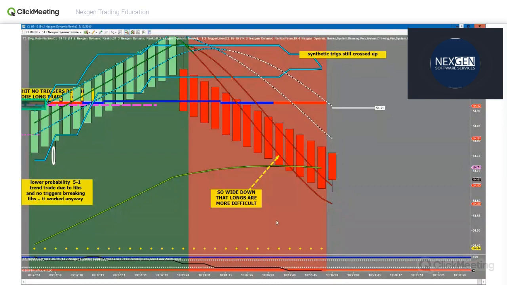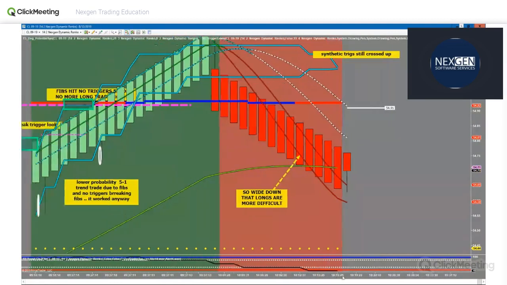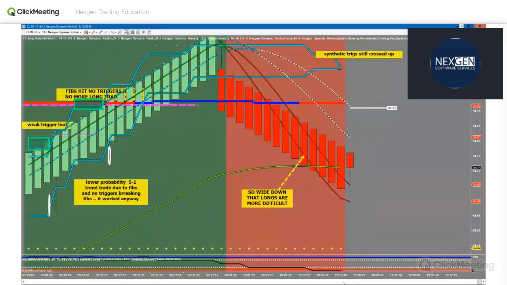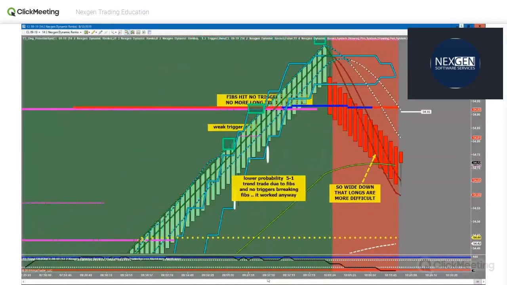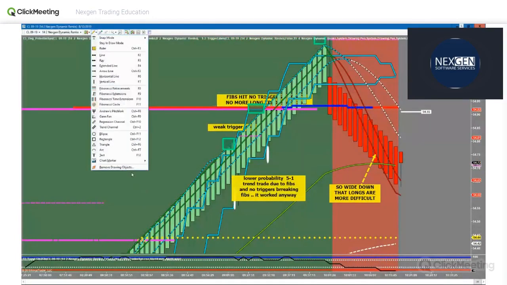Do you guys understand the concept? When the small triggers are that wide down and the large triggers are that wide down, going long is horrifically difficult. We don't need it. You don't need that in your life, right? Now, look, our synthetic triggers are pinching and starting to cross over, and we're starting to build a better story, right? So watch. Let me clean out all this mess.